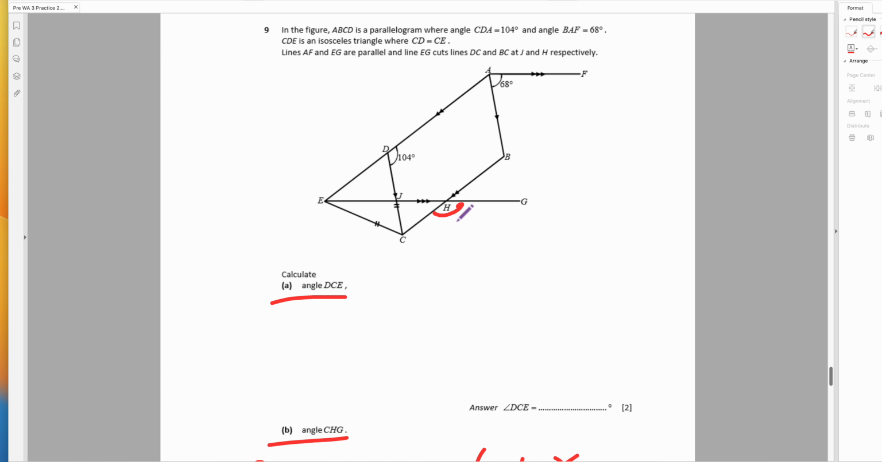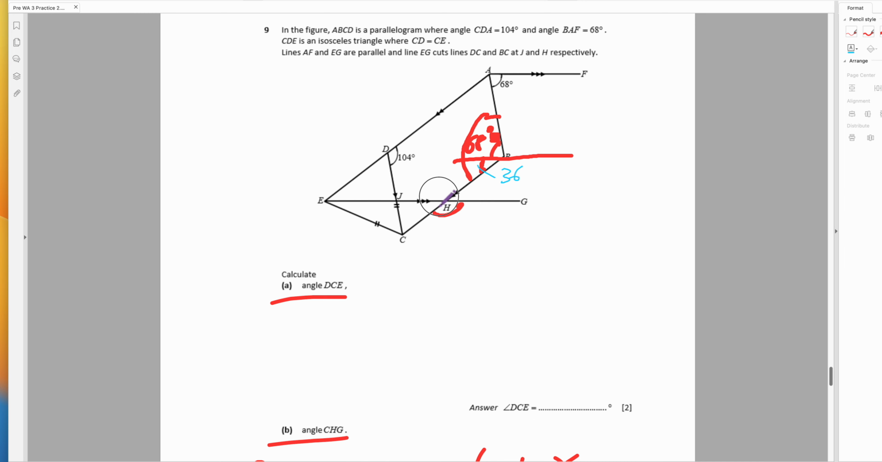I think I talked about this technique before. This is a common technique. Draw a line. This is 68, and by the way, this whole thing is 104. So you get this one: 104 minus 68, which is 36 degrees. Okay, good.